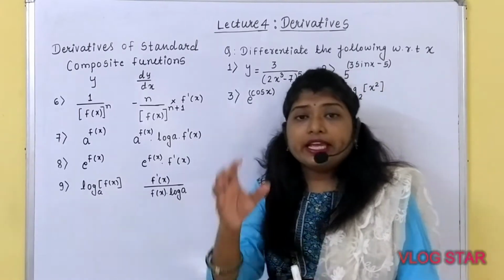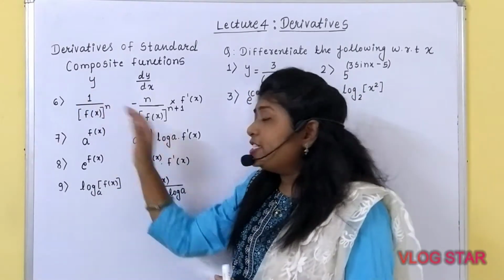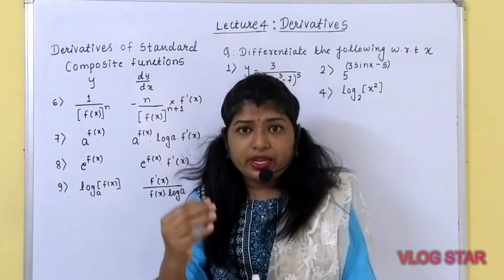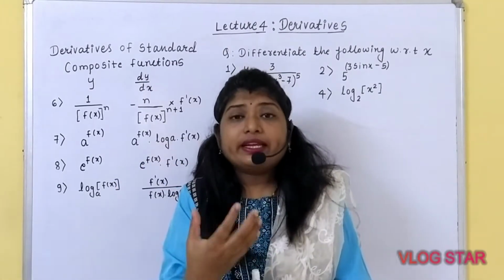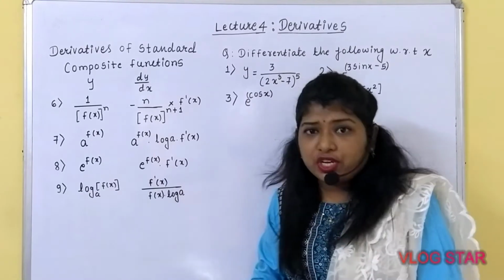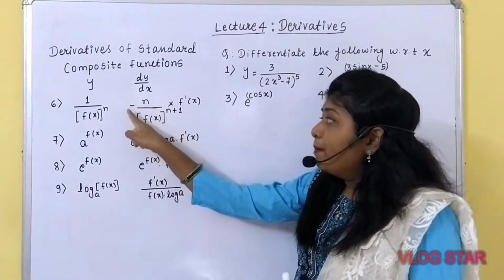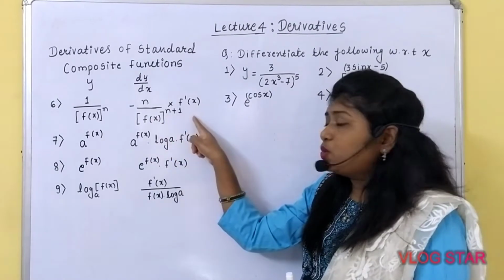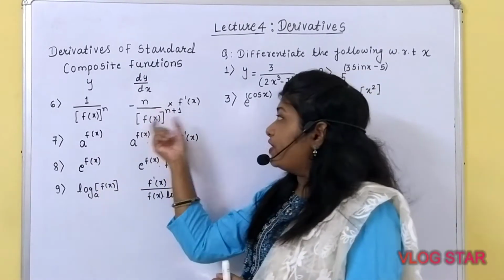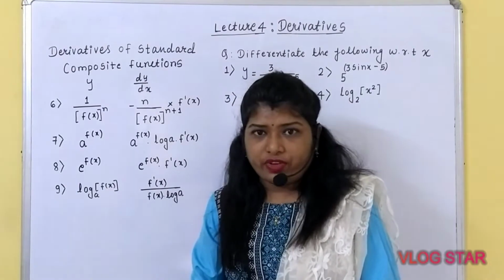What is given? If the given function is in this format, 1 upon f of x raised to n, then how are we going to find the derivative of that particular function? It is given by minus n upon f of x raised to n plus 1 into the derivative of f of x, that is f dash of x.